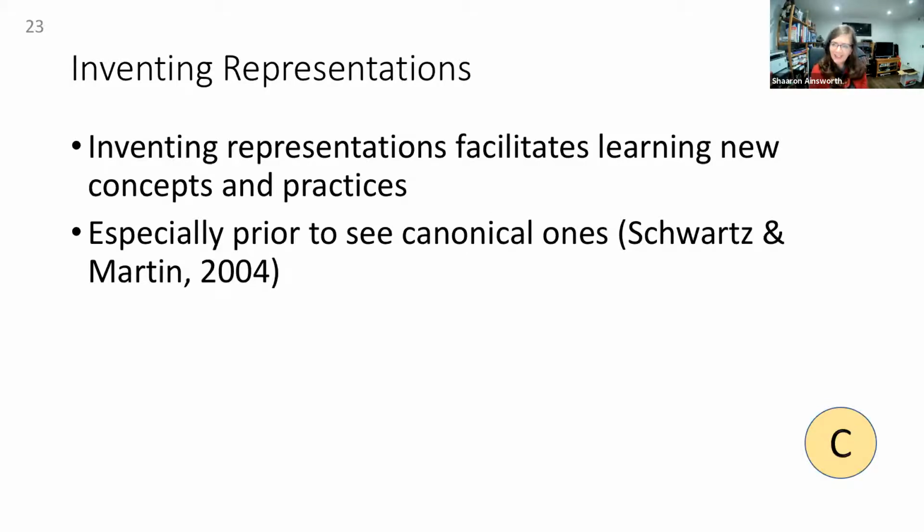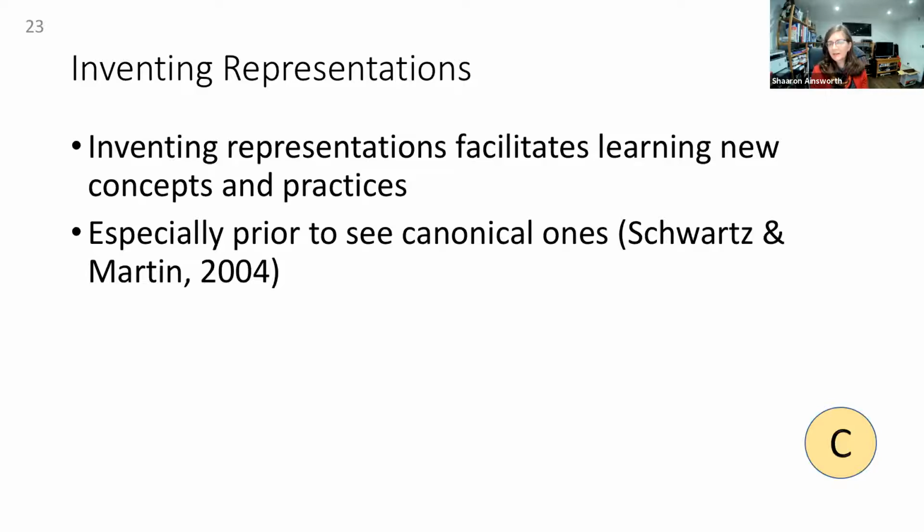We're not trying to get them to guess what it might have taken experts 100 years to work out is the best form. What we know is if we prime them by getting them to invent a visual representation, and then we show them one, they're much more likely to see the affordances and the value of that particular form of visual representation. Dan Schwartz and Taylor Martin call this inventing to prepare for future learning.